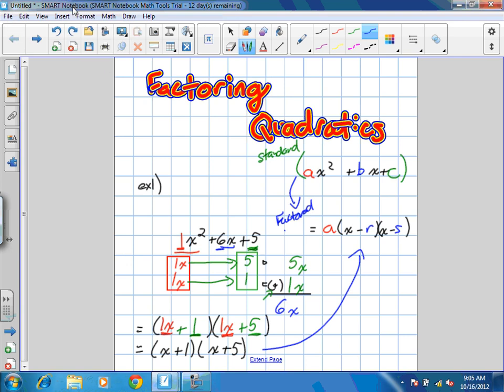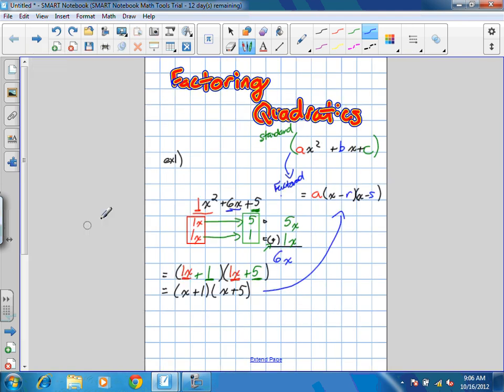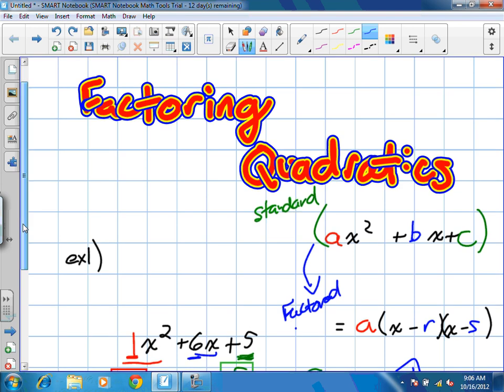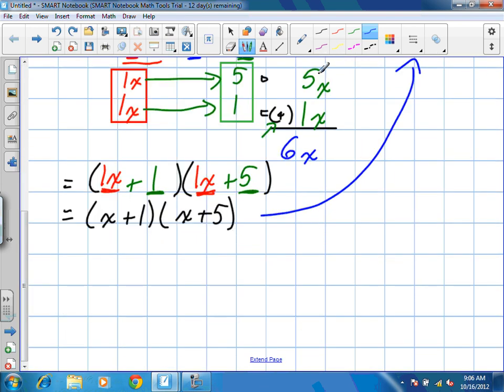Let's do quickly a tougher example here. Okay? We'll quickly find a tougher example, and I'm going to go through it much quicker. So since you've seen the process, let's say this is example 2. X squared plus 6x plus 8.